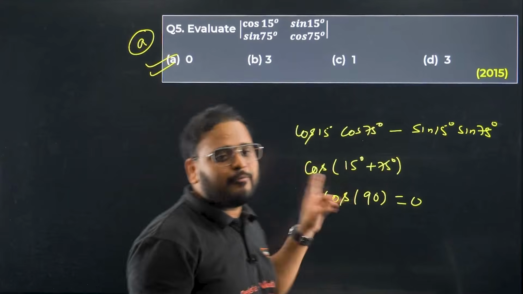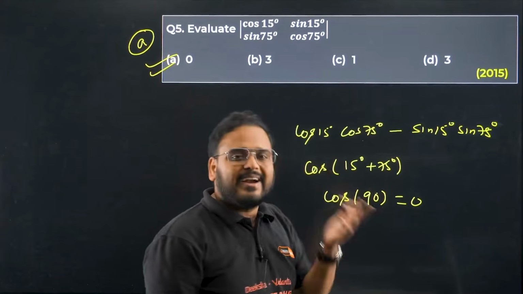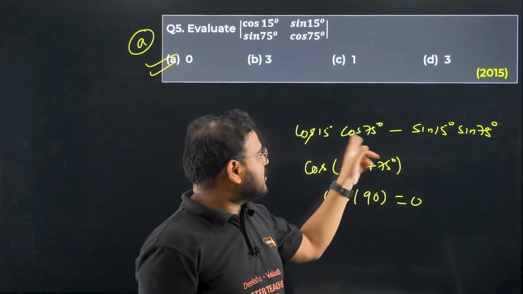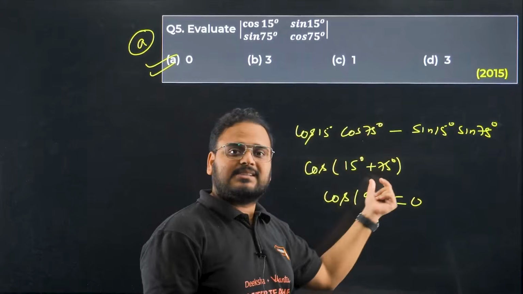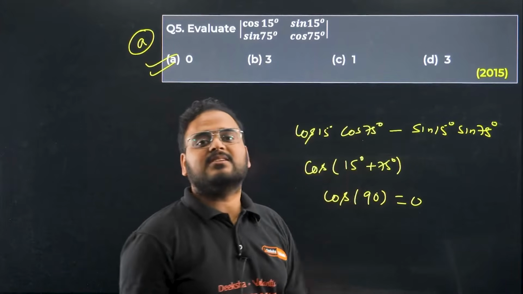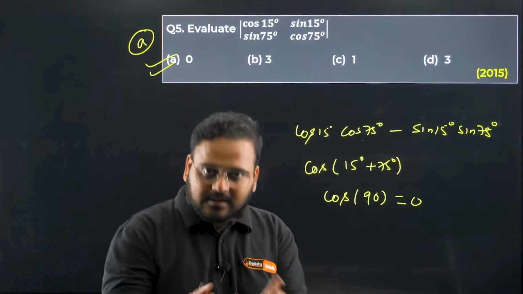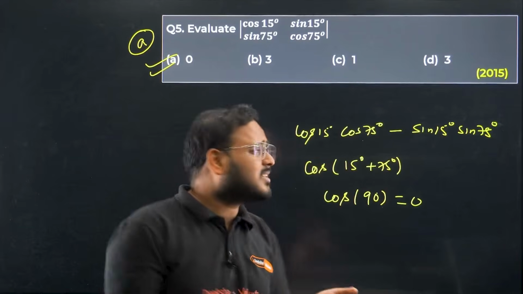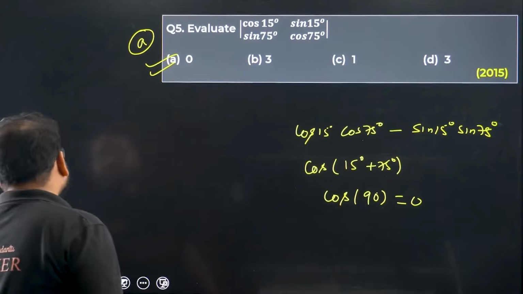So we need to write one step over here, not even write, just in our mind: cos A cos B, minus sin A sin B, which is cos of A plus B. The sum of the angles is 90 degrees, hence the answer is 0. Option A is correct. Done. 15-20 seconds. Okay. 5th is done. Question number 6 now.